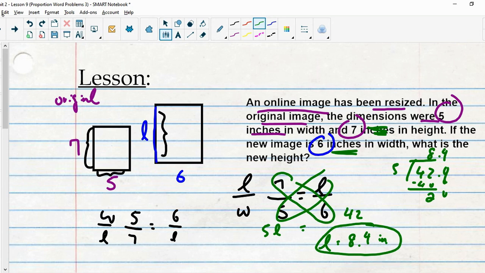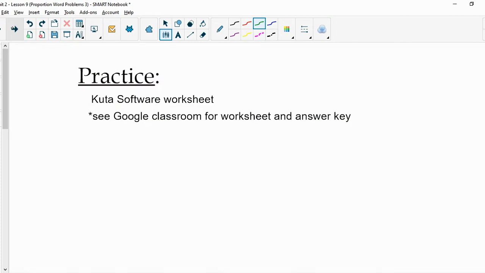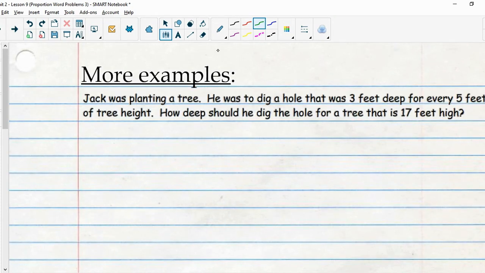Okay, if you don't understand, you could just rewind and watch it again. Okay, one more example. Alright, one more example.